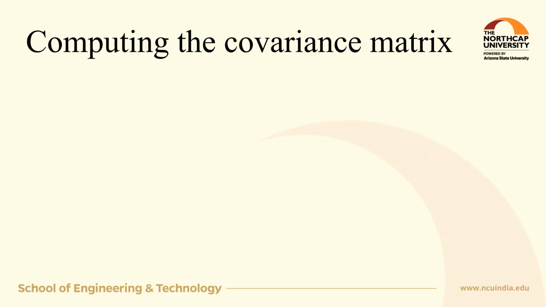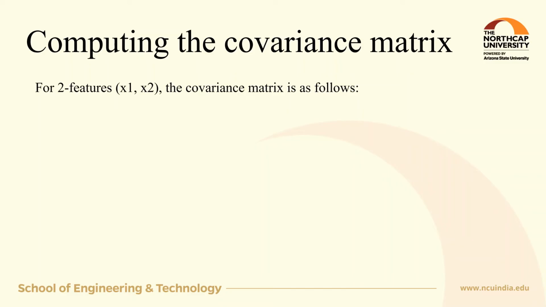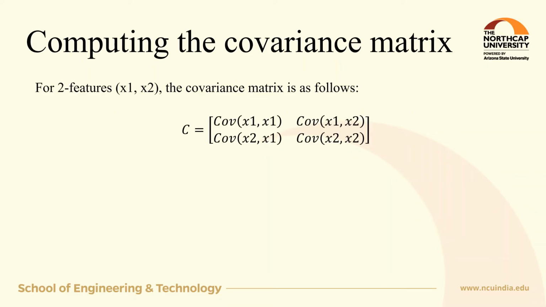Now once we know how to calculate the covariance, we can easily compute the covariance matrix, which is required as an elementary step for the calculation of principal component analysis, the dimensionality reduction technique. For the two features, we have taken an example and calculated the covariance between x1 and x2. Its covariance matrix will be of size 2 by 2 as shown here.